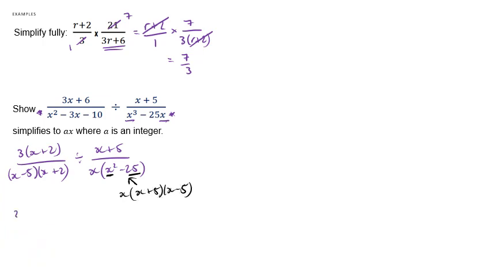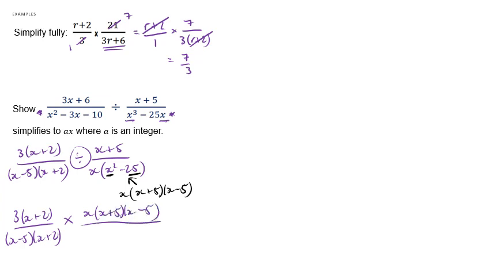So let's write this out a bit more neatly. And we'll change multiply and flip the second fraction. And let's look to see where we can cancel down. So we've got x plus 2 and x plus 2, x plus 5 and x plus 5, x minus 5, x minus 5. So that gives us just 3 times x.